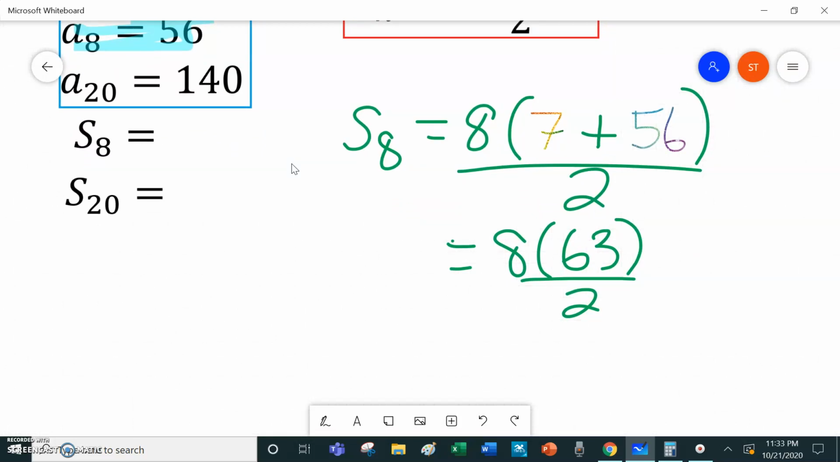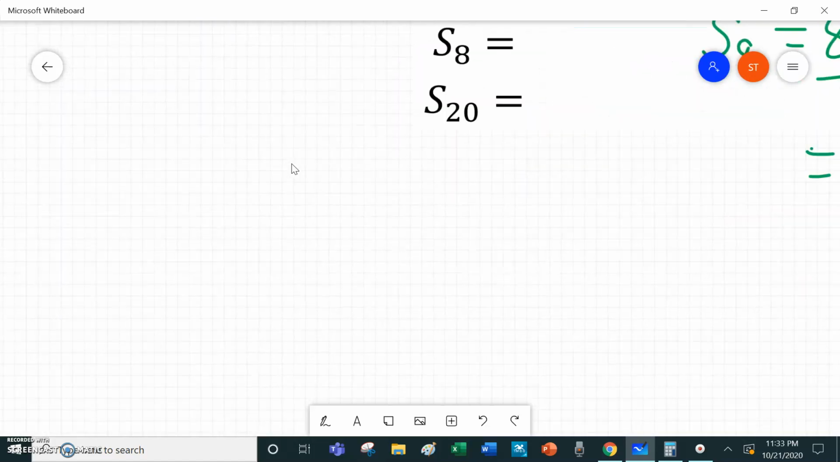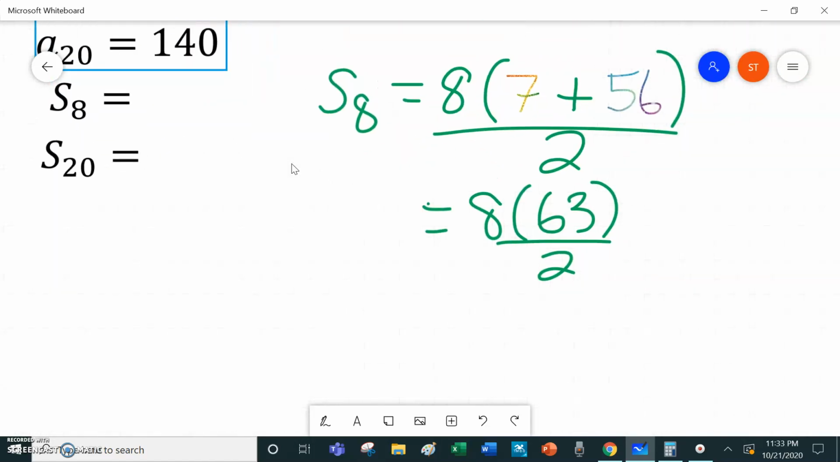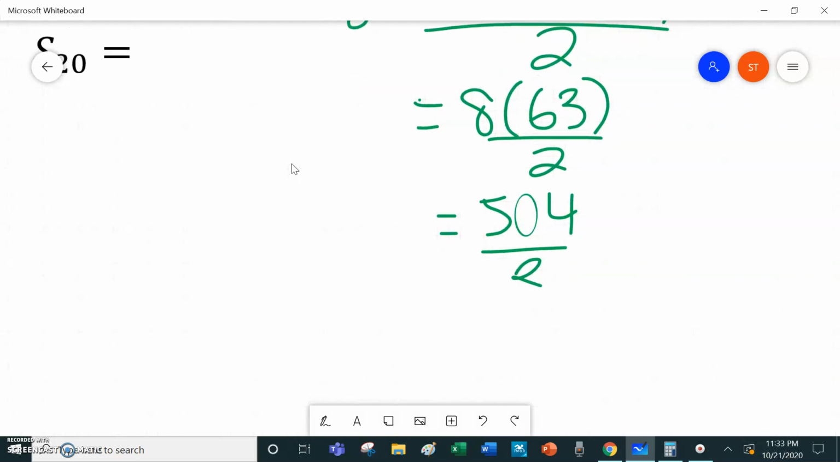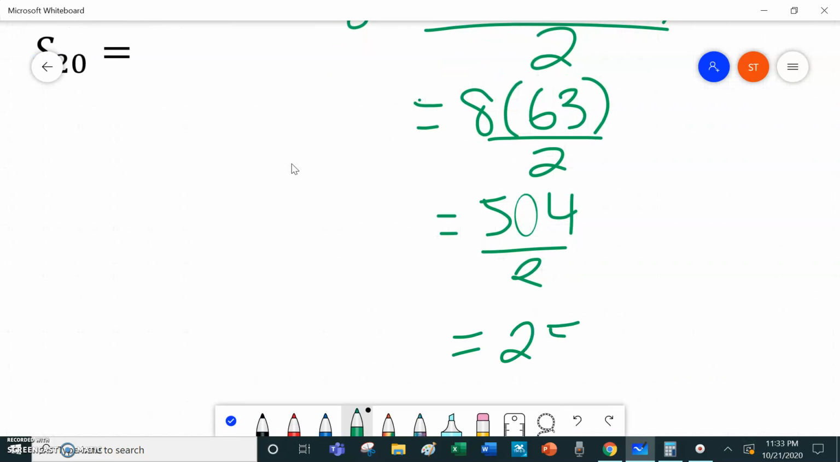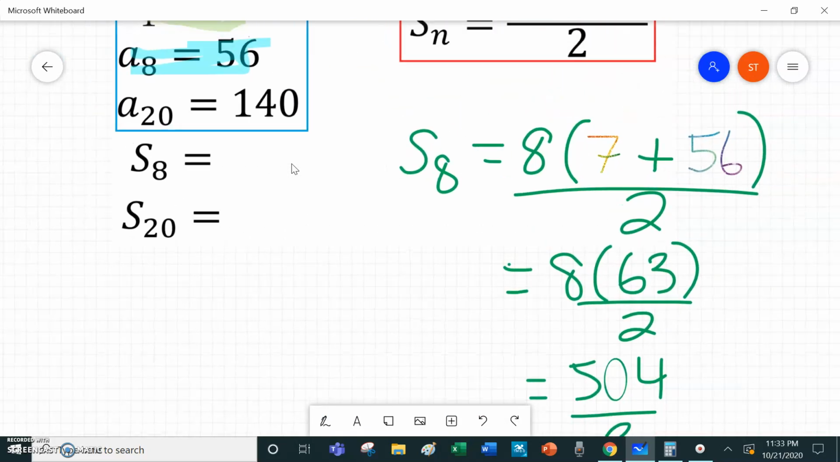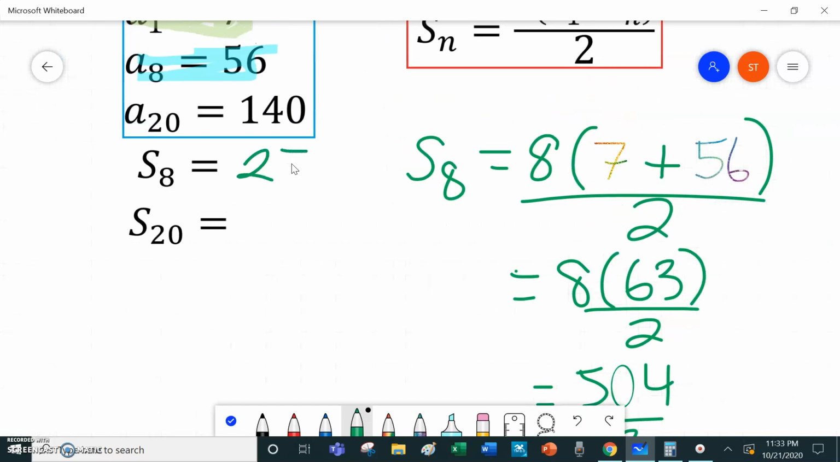I can do 8 times 63, and that will give me, bringing up my calculator, 8 times 63 gives me 504. Don't want to lose that. 504 divided by 2. And when I divide 504 by 2, I get 252. So my answer is 252. So I can then plug that in to my actual solution for the sum of the first 8 terms.